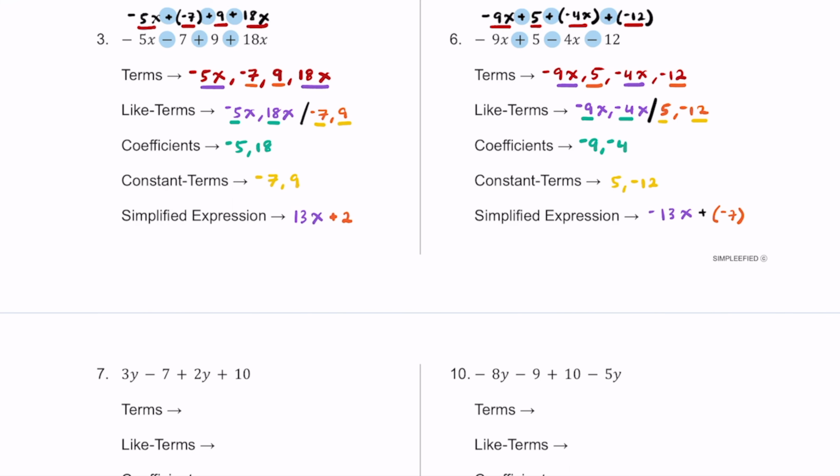Are we done? Well, not quite. We can simplify this just a little bit more. So just like the last example, if we're adding a negative, we can also subtract a positive. So keep this, and then let's change the addition to subtraction, and the opposite of negative 7 is positive 7. So this would be the most simplified version for this expression.